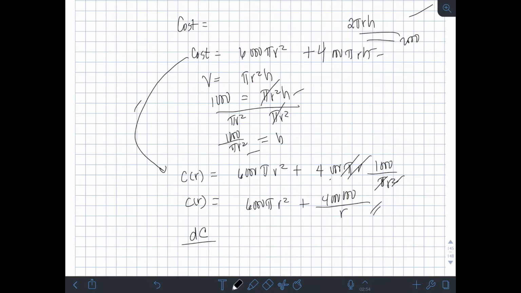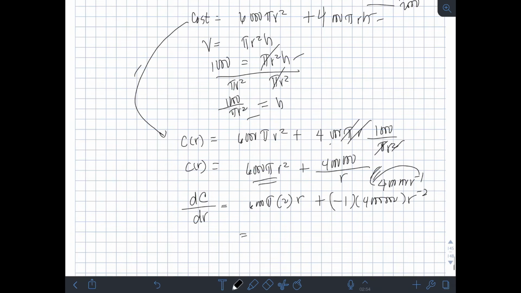So derivative of C with respect to r is equal to what? So term by term, we have, so 6,000 pi times 2 times r, right? Plus, ito, parang ano to? Parang 4 million r raised to negative 1. So power formula, bring down negative 1 times 4 million, then r raised to negative 1 minus 1 is negative 2. So we have 12,000 pi r minus 4 million over r squared.